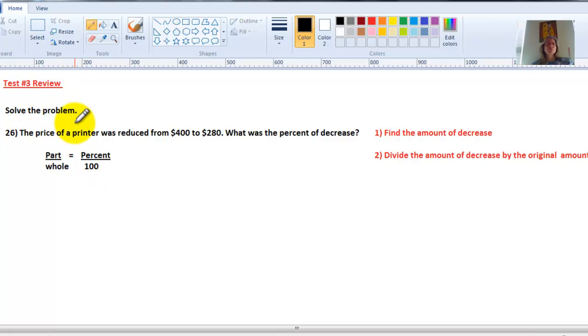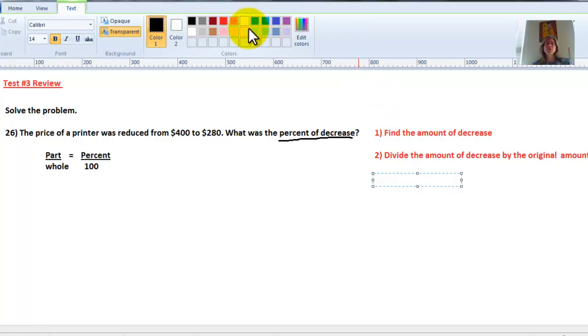So the question is, the price of a printer was reduced from $400 to $280. What was the percent of decrease? When you're used to using this equation over here, what we're finding is the whole would be the original amount, and the part would be the amount of decrease. And when you set it equal to percent over 100, that's what gives you your percent. In this case here, when you get to your answer, you'll have to convert it to percent. So I should add that step in this situation, because that would be the difference in using those two methods.